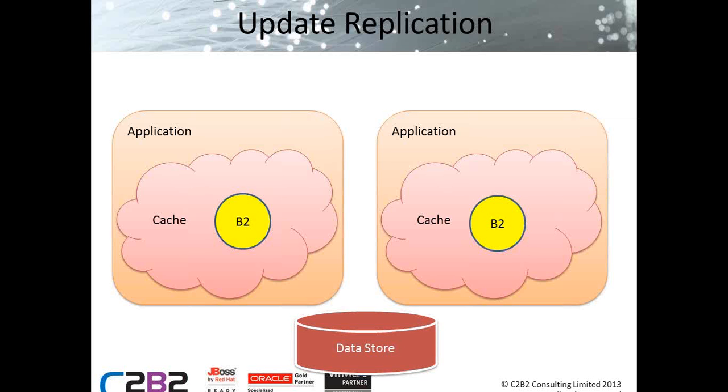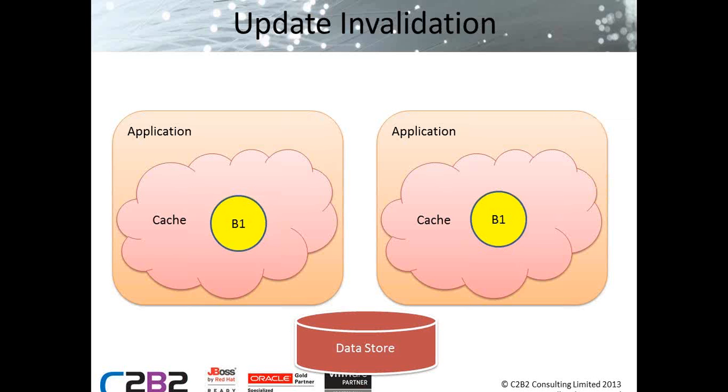There's an alternative mechanism that you could use in your cache, which is update invalidation. The difference is that update invalidation will in some way throw away the data that's in the other node. When we do an update on B1, our cache is in an inconsistent state. We have B2 on the left-hand side and B1 on the right-hand side. If an application was accessing different cache nodes, we would get inconsistency.